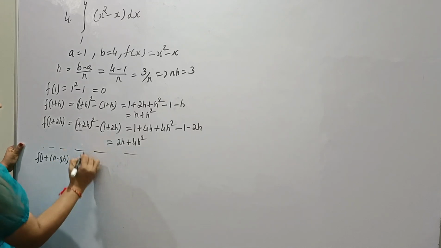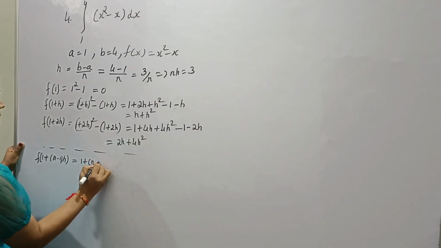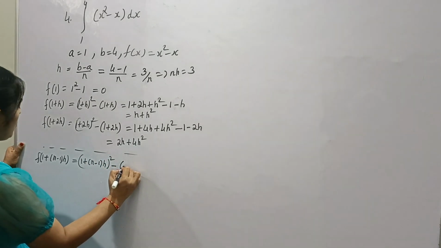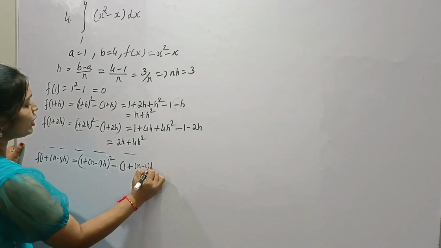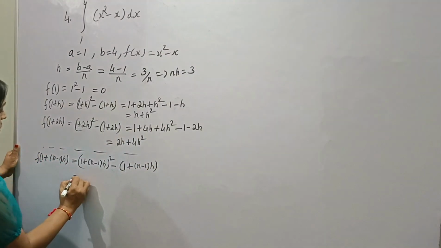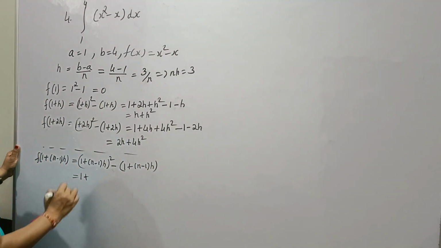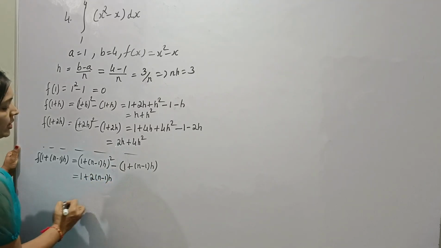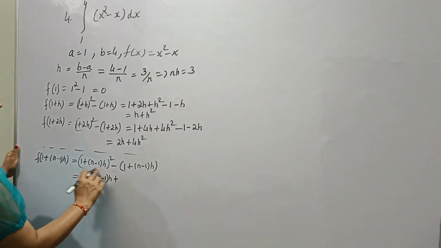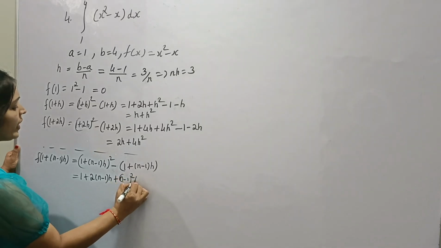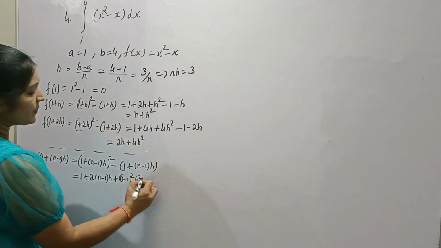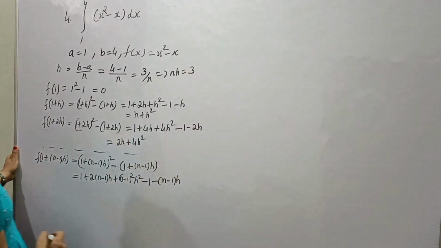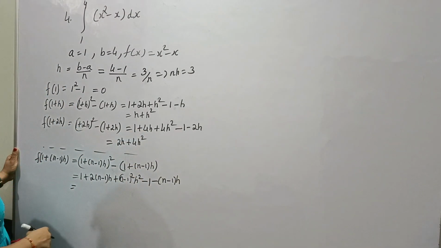Now let's find the last term, that is f of 1 plus n minus 1 into h, that is equal to 1 plus n minus 1 into h whole square minus 1 plus n minus 1 into h. That is equal to 1 plus 2 into n minus 1 into h plus n minus 1 whole square h square. Next term, that is minus 1 minus n minus 1 into h. That is equal to, here also 1 is cancelled.